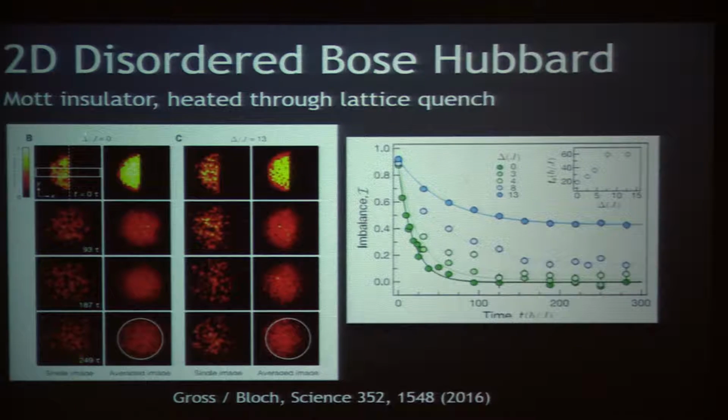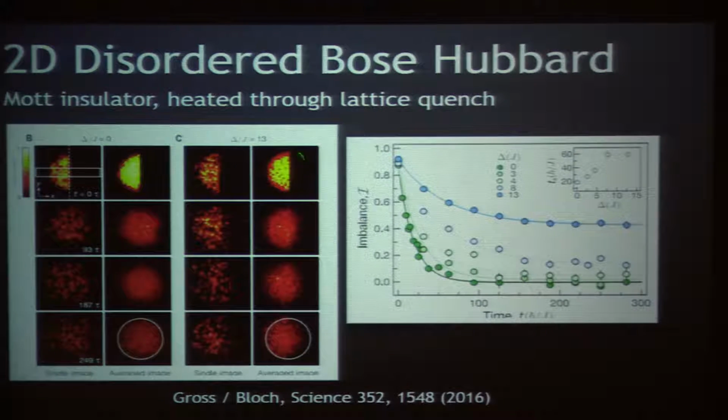And here are data, and you can see what happens over time. This is out to 200 or 250 tunneling times, and the gas slowly relaxes back into being a blob in the trap with a Gaussian-ish density profile, which it should. Oh no, that's an average image, sorry. This is a single shot of the experiment. This is not theory. This is a single shot of the experiment, and this is averaged over many, many runs, so you can see more clearly what's happening here. Okay, does that make sense, what was going on?